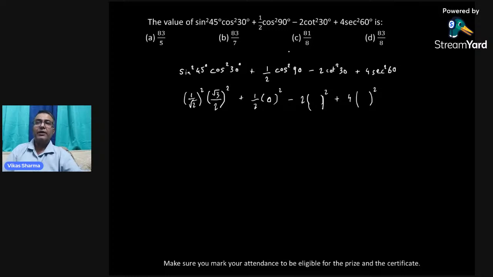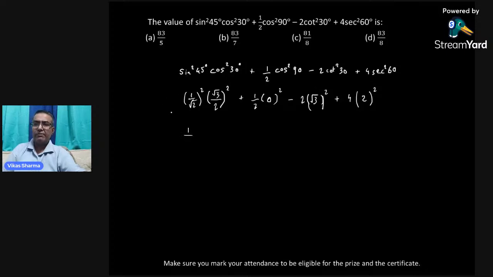Cot 30 is the reciprocal of tan 30. Tan 30 we know is 1 by root 3. So cot 30 is going to be root 3. And secant 60 is the reciprocal of cos 60. Cos 60 we know is the same as sine 30, which is 1 by 2. And the reciprocal of that is going to be 2.